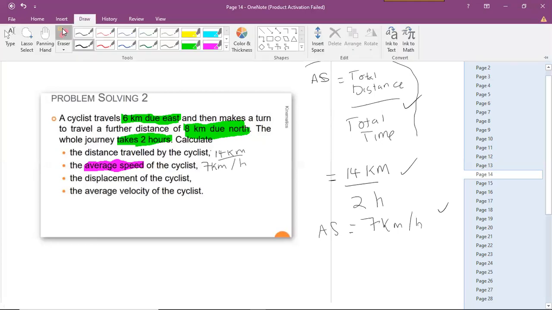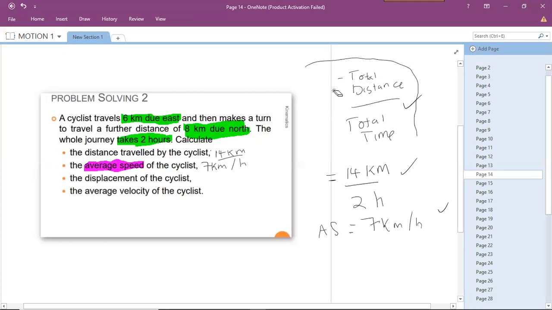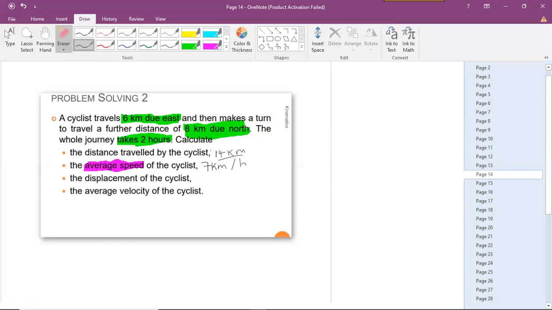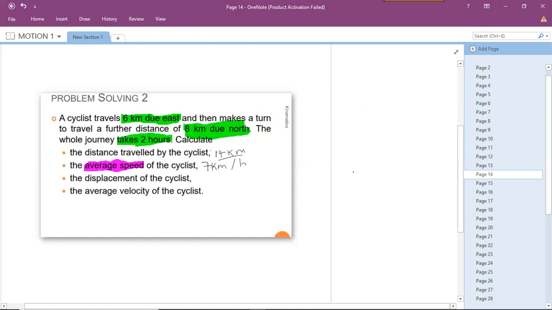So now the question says the displacement of the cyclist. Things are about to become interesting in the final two questions, because for distance, we just added 8 plus 6 kilometers and we found 14 kilometers. But for displacement, we have to use the triangle rule of addition of vectors. So let's try to draw the motion of this cyclist.